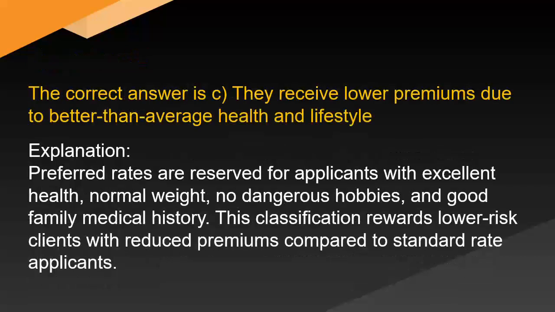The correct answer is C. They receive lower premiums due to better than average health and lifestyle. Explanation: Preferred rates are reserved for applicants with excellent health, normal weight, no dangerous hobbies, and good family medical history. This classification rewards low-risk clients with reduced premiums compared to standard rate applicants.